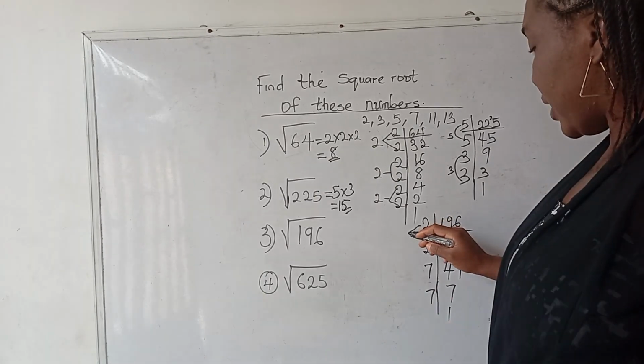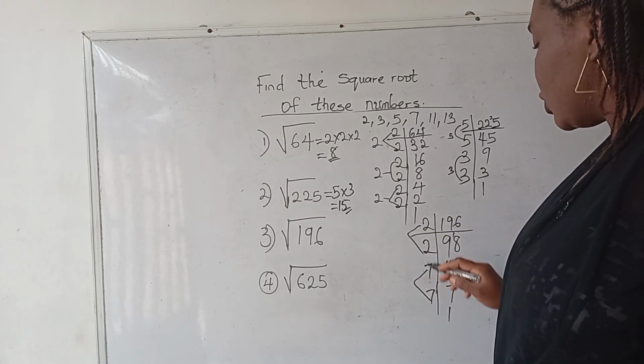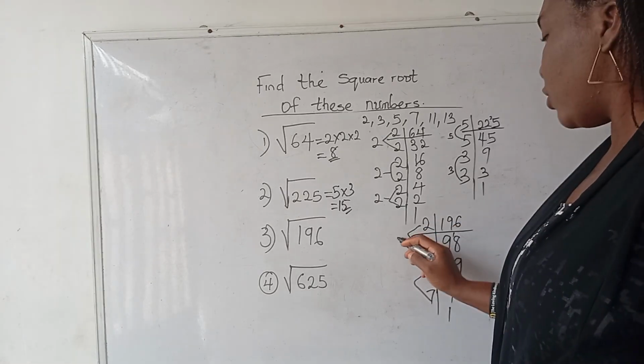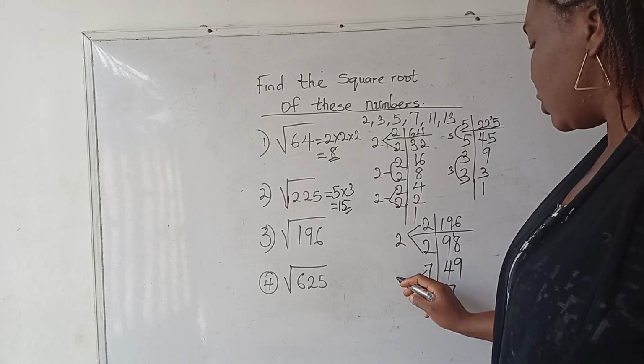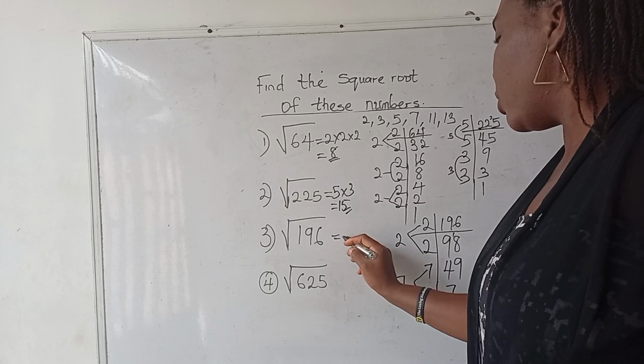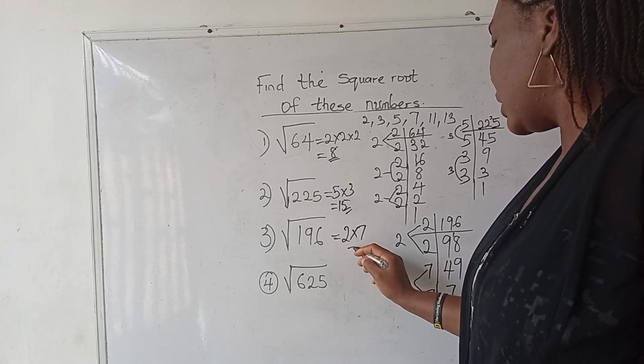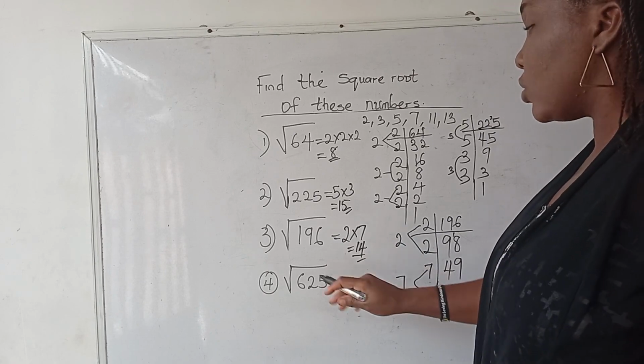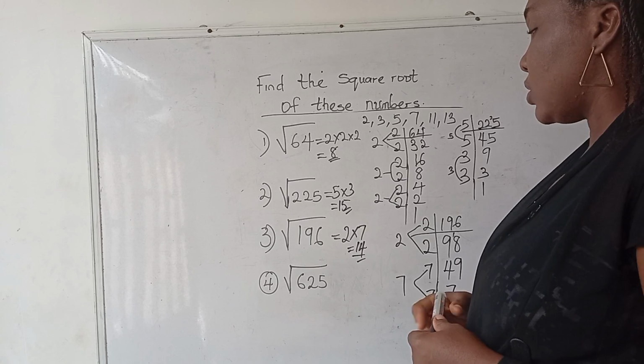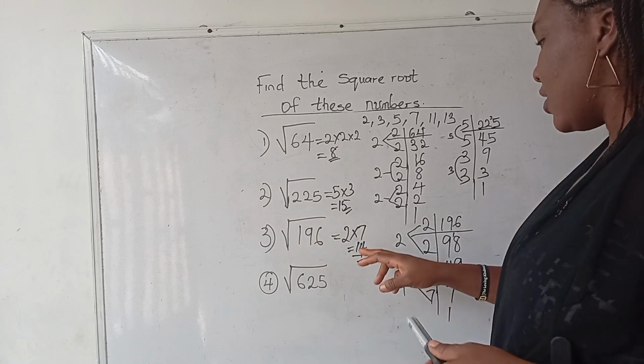Right? So you're going to pair also. For every pair of 2s, you have one 2, and for the pair of 7s, you have one 7. So we're going to multiply these. 2 times 7 gives you 14. That's why you have the square root of 196 as 14.